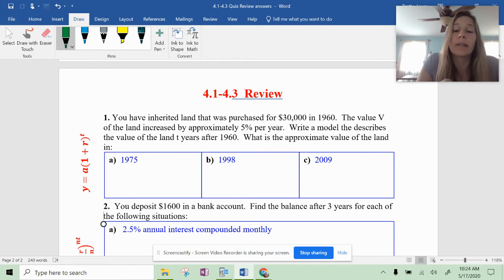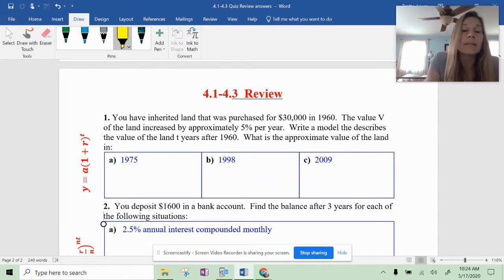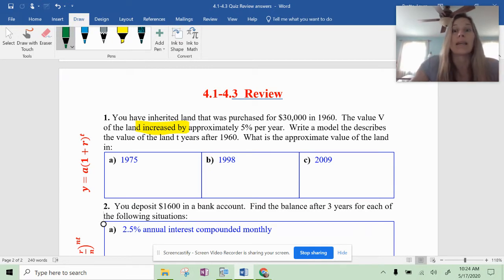Okay, so you have inherited land that was purchased for $30,000 in 1960. The value has increased by approximately 5% per year. Write a model that describes the value of the land T years after 1960. Okay, so to figure out the different formulas, the first thing is if we see increased, by process of elimination, it's not a decay function, right? Decay function will only be used when it's a decrease or depreciation, something going down. When it's going up in value, it's definitely not that.